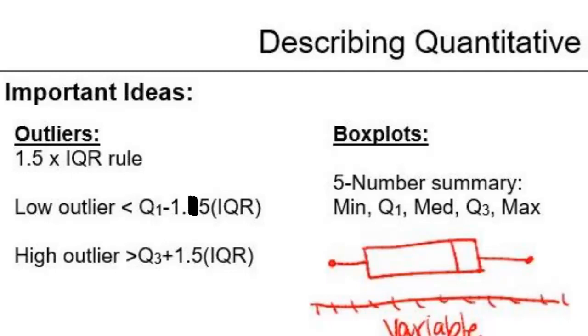Low outliers, anything smaller than Q1 minus 1.5 times the IQR. High outliers or large outliers, anything that is bigger than Q3 plus 1.5 times the IQR.